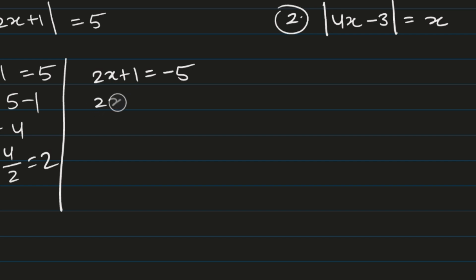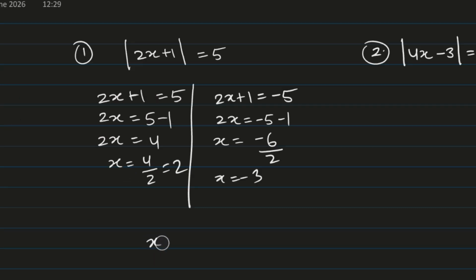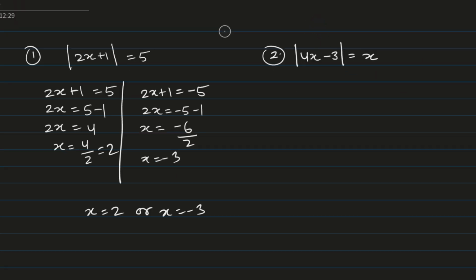So this is the difference. Now we will find out the value of x. So 2x is equal to negative 5 minus 1, that is negative 6. So our x is equal to negative 3. So here we have two values of x, either it is 2 or it is negative 3. Let us discuss the other question.